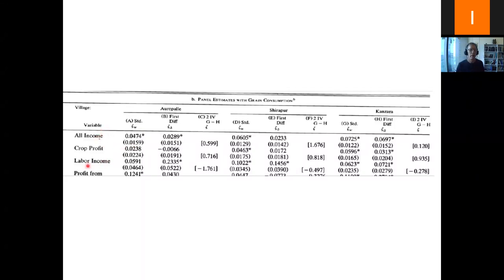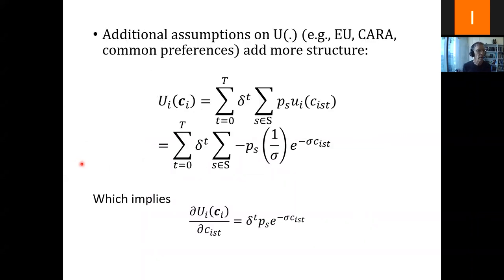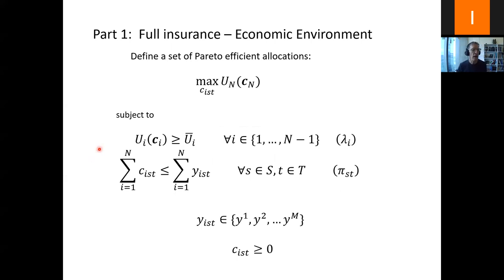We have another question from Jose. For that basic model, do we need to assume there is no cost to shifting income between states and time? We have to assume that there's no cost to shifting income across people. And so let's go quickly to this.